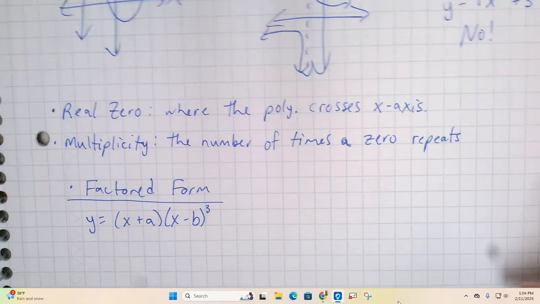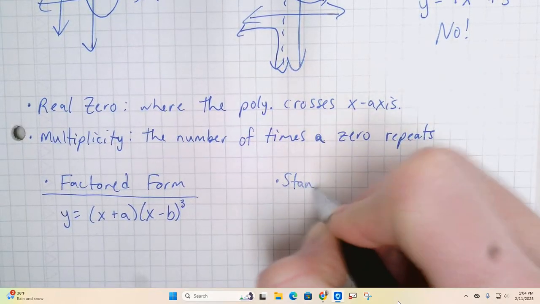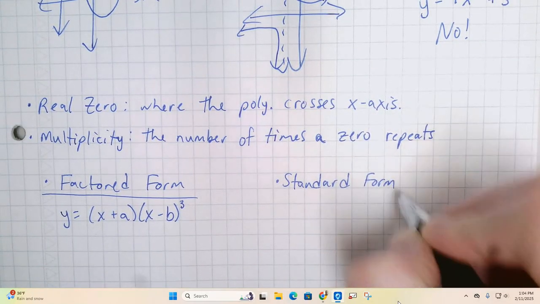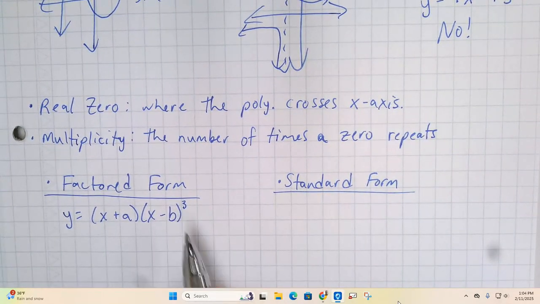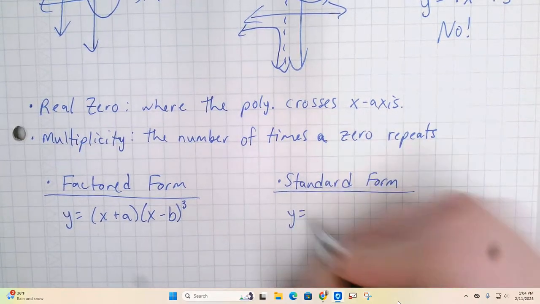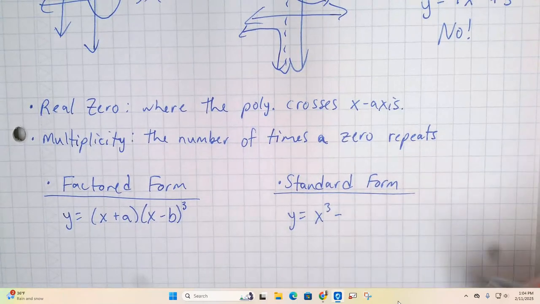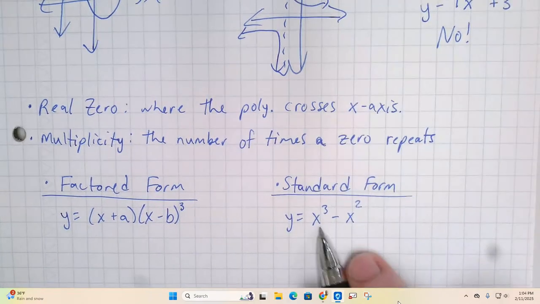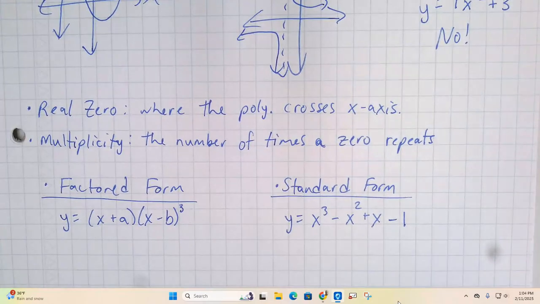And that would be the factored form. If you wanted the standard form, you'd think about the traditional standard form, which means that everything has been distributed out. It's not factored. You're going to have something like y equals x cubed, or it could be x to the anything. I'm just going from largest exponent to smallest exponent. X cubed minus x squared plus x minus 1.